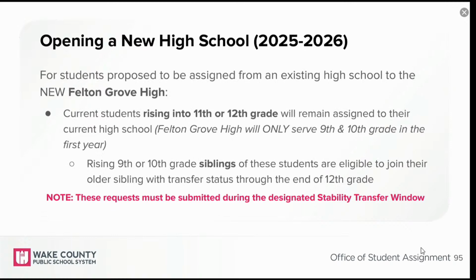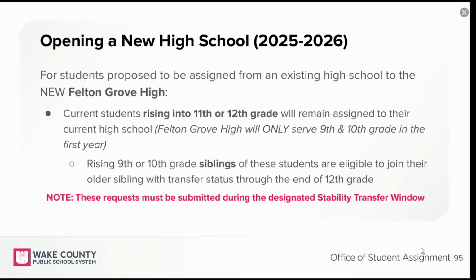At the high school level, that's the only other level that we're opening a new school for. As I mentioned several times, we don't actually assign 11th and 12th graders to the new school. They remain assigned to their current school with their current level of transportation. So our recommendation is that their rising 9th and 10th grade siblings be allowed to join them. And then the transportation, I'm going to say, is a little nuanced here. As long as their older sibling is eligible for transportation and riding the bus, we can make things work and let them ride the bus with that older sibling.